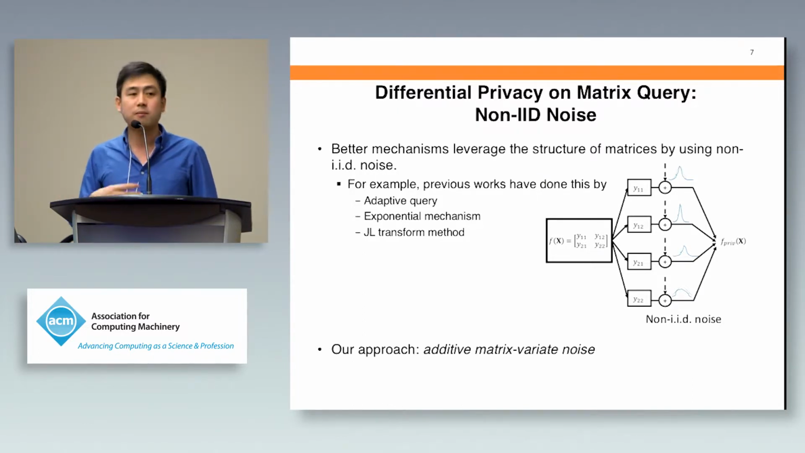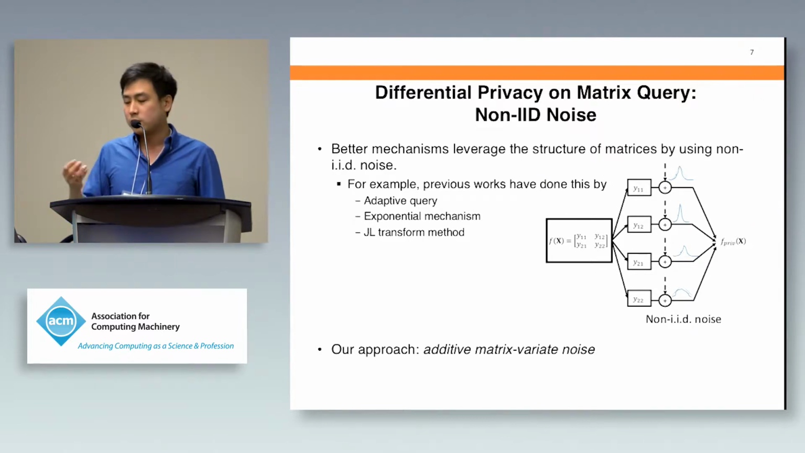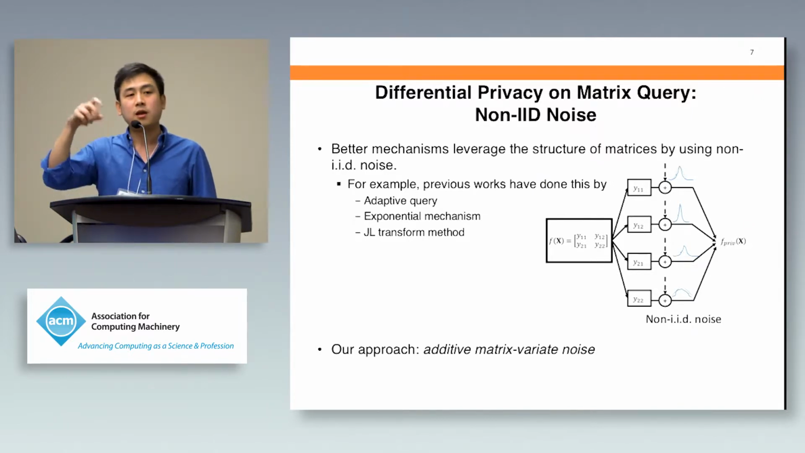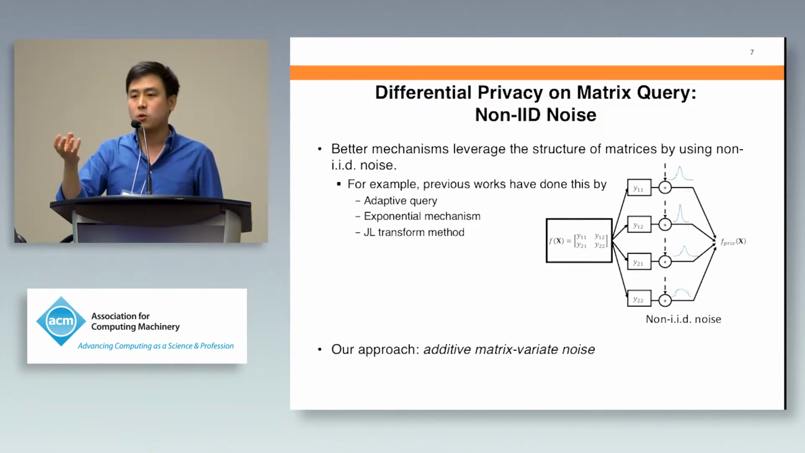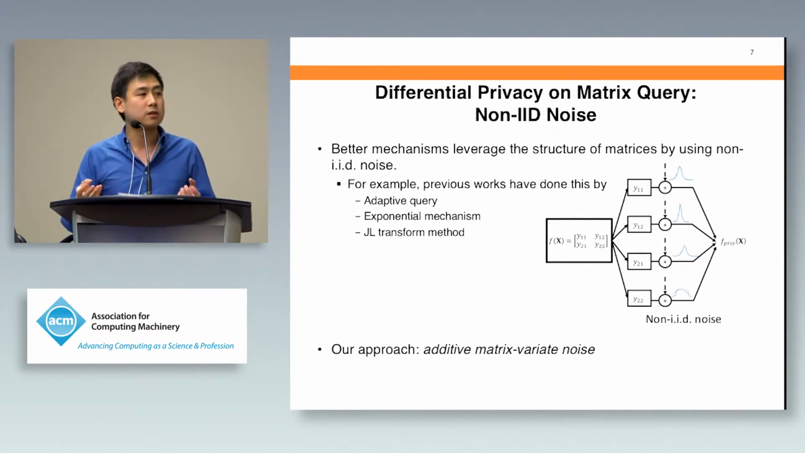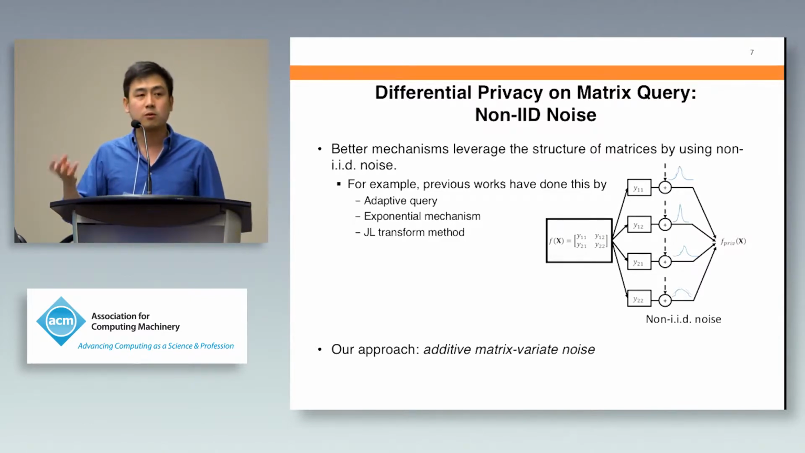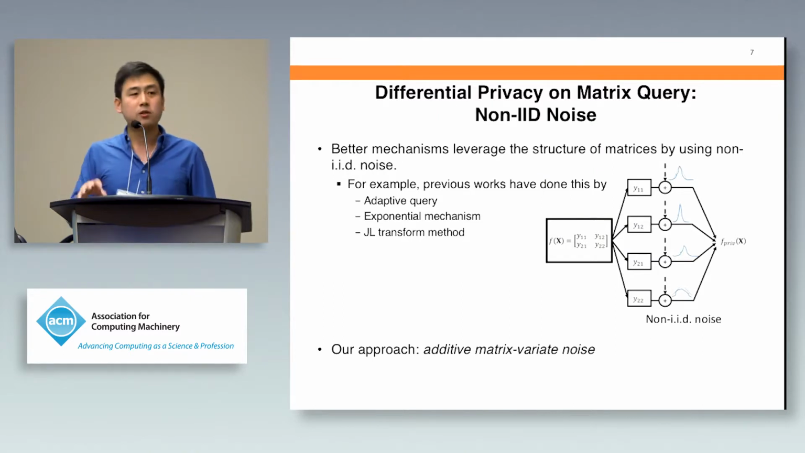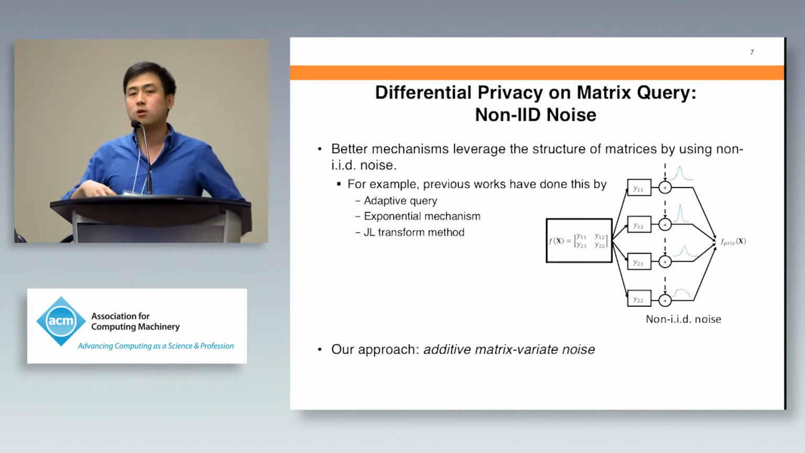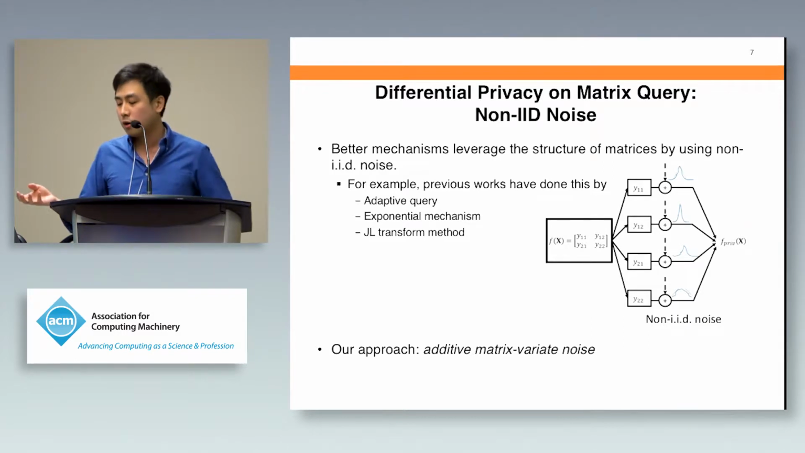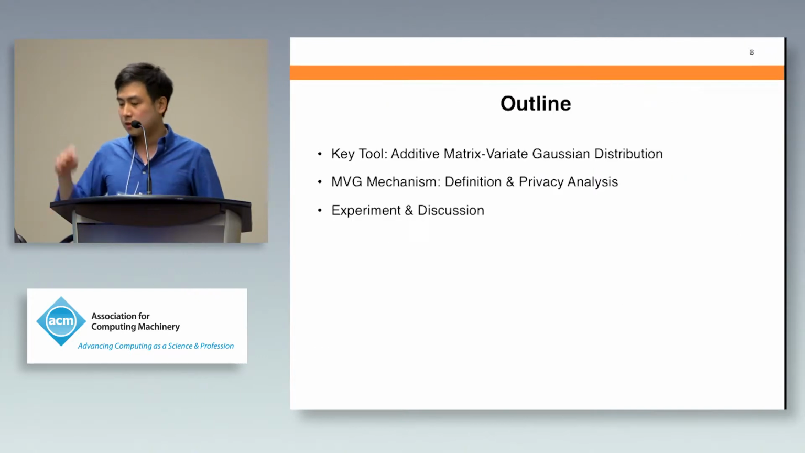For example, you can do it by adaptive query, which is usually done by first querying the first element in a differentially private manner, then you look at the result, then you use that information to query the next one, etc. Or you can do it from sampling, using a sampling noise by the exponential mechanism, or a multiplicative noise using the JL transform method. However, our approach here, which I'll present shortly, would like to use something more canonical by using an additive matrix-variate noise.